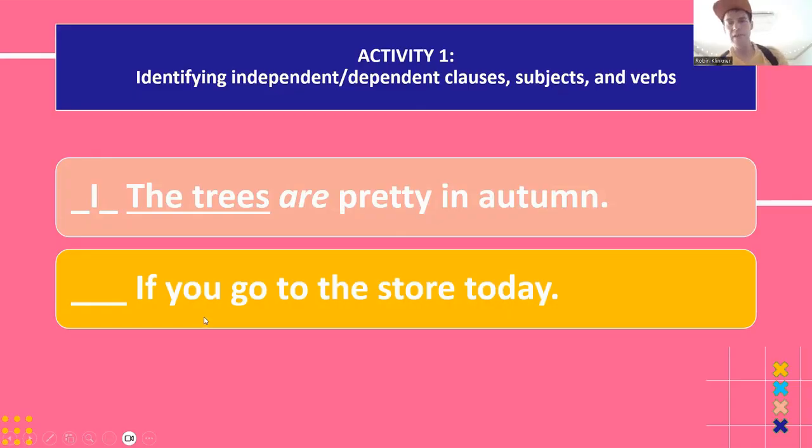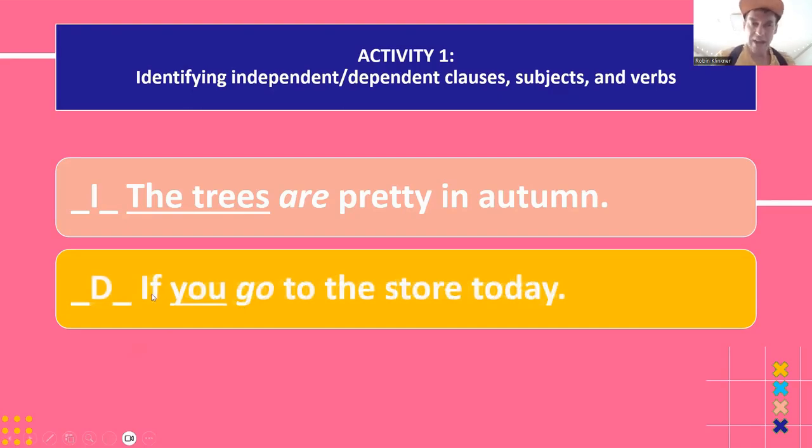In the second example, if you go to the store today, that is not a complete thought because you don't know what will happen or what will happen if you go to the store today. If I tell you, if you go to the store today, you'll say, Robin, finish your thought. So that is a dependent clause. And what is the subject? You, and the verb is go. And as you can see here, the dependent clause begins with if.